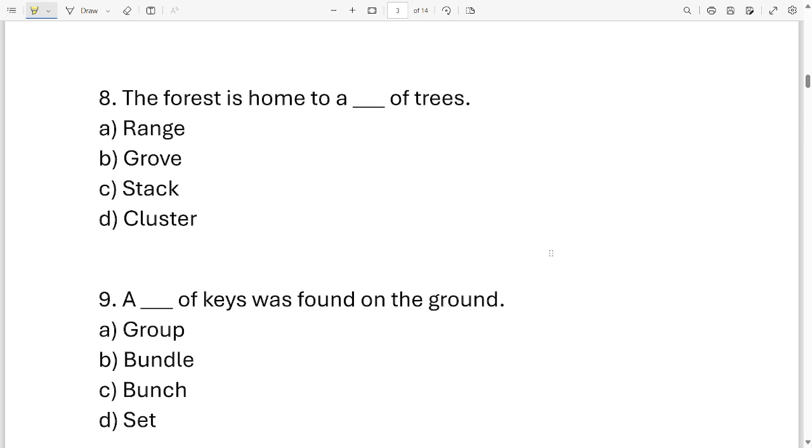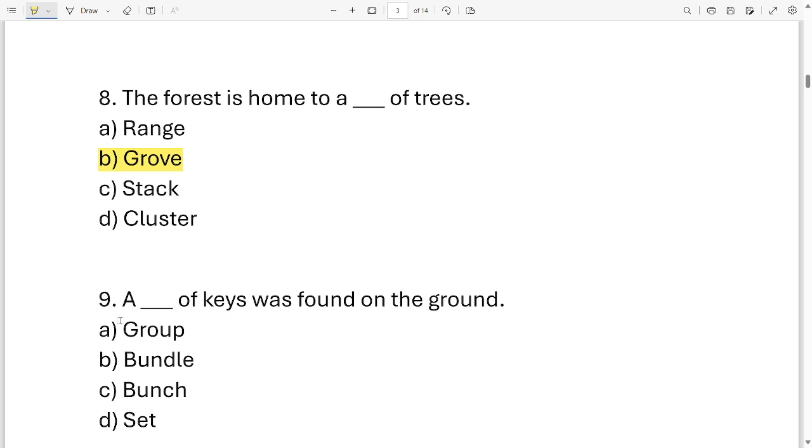Okay, next sentence. The forest is the home to a dash of trees. Now, which word should come in this blank? Range, grove, stack, cluster. Which one is the correct option? Option A, B, C, D. And the correct option is option B. The forest is the home to a grove of trees.